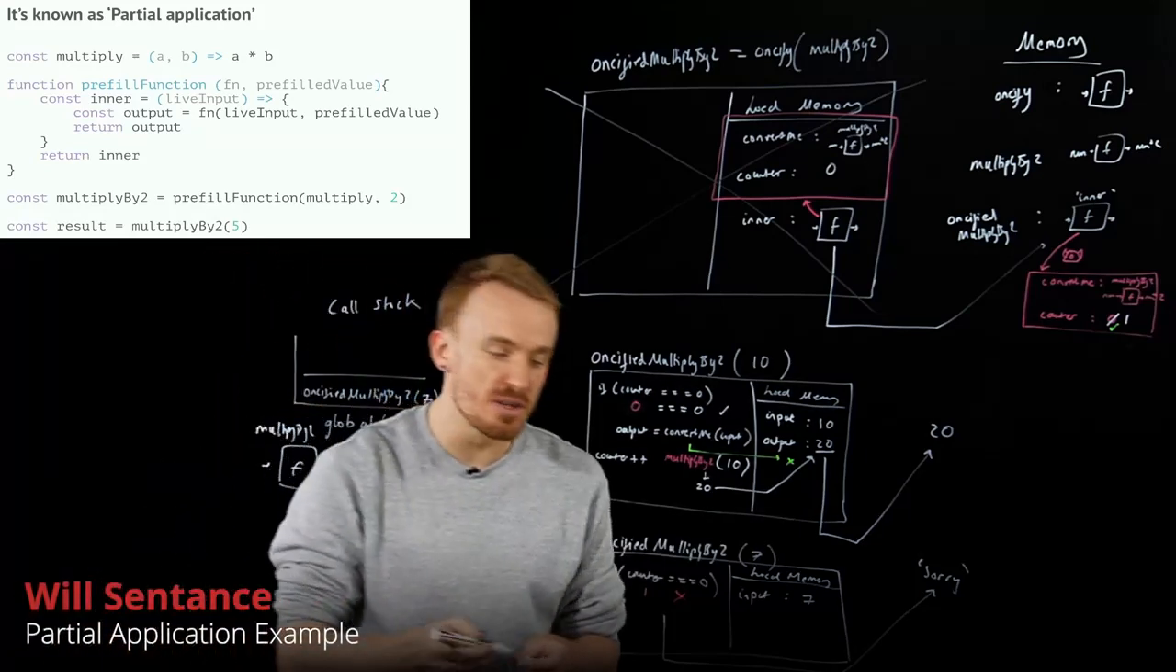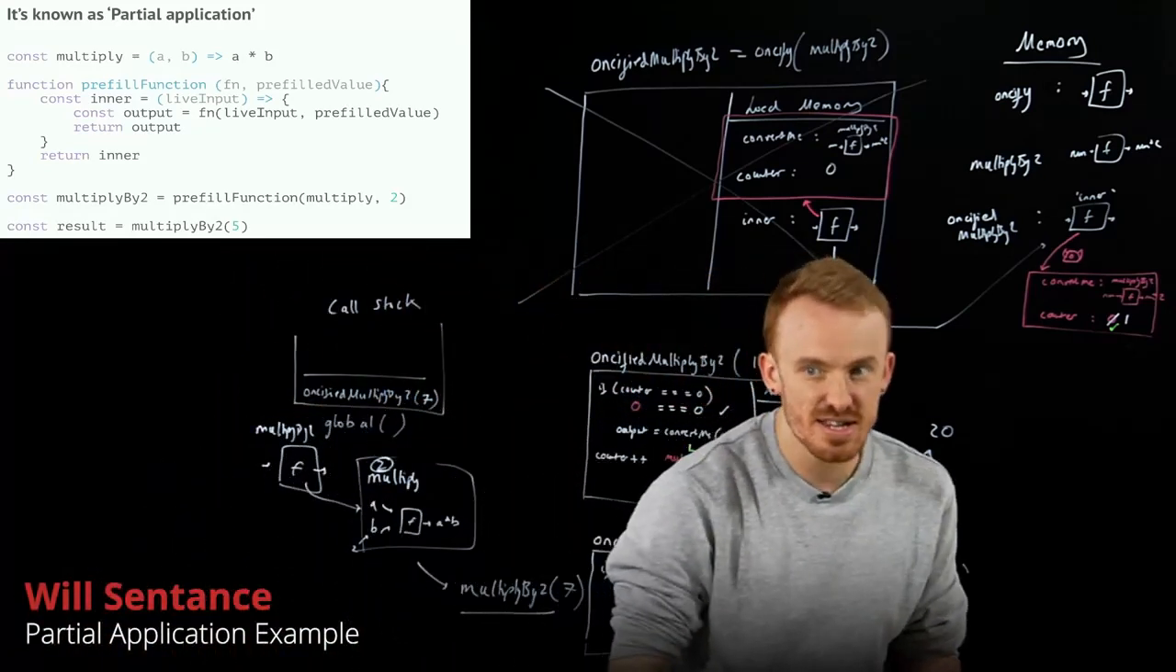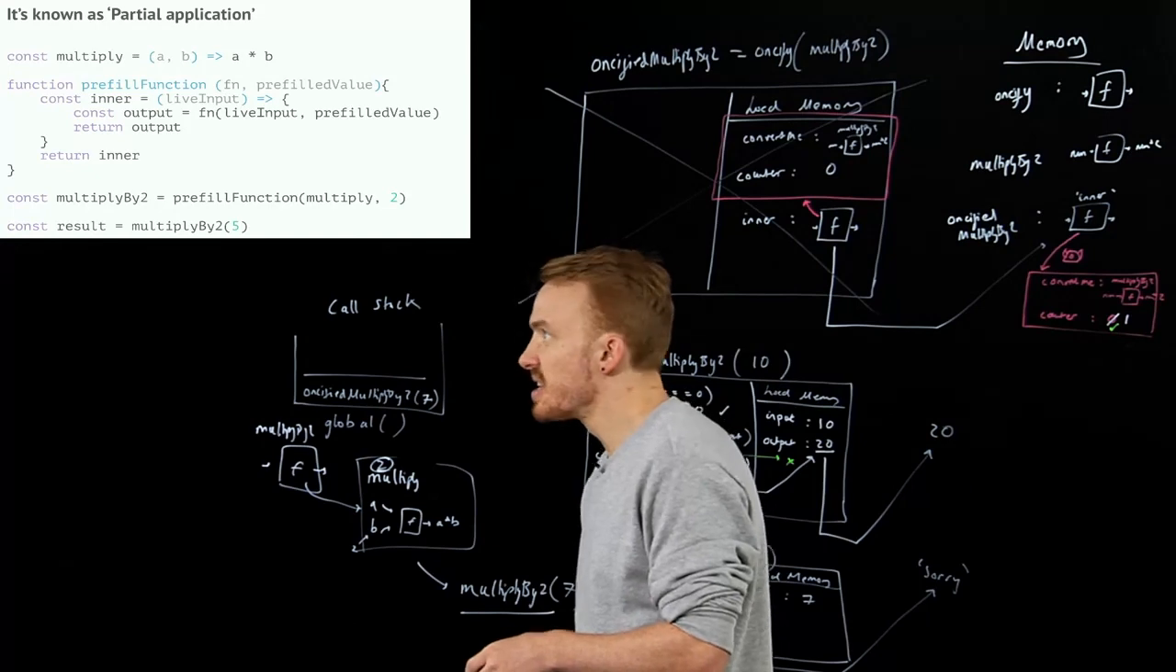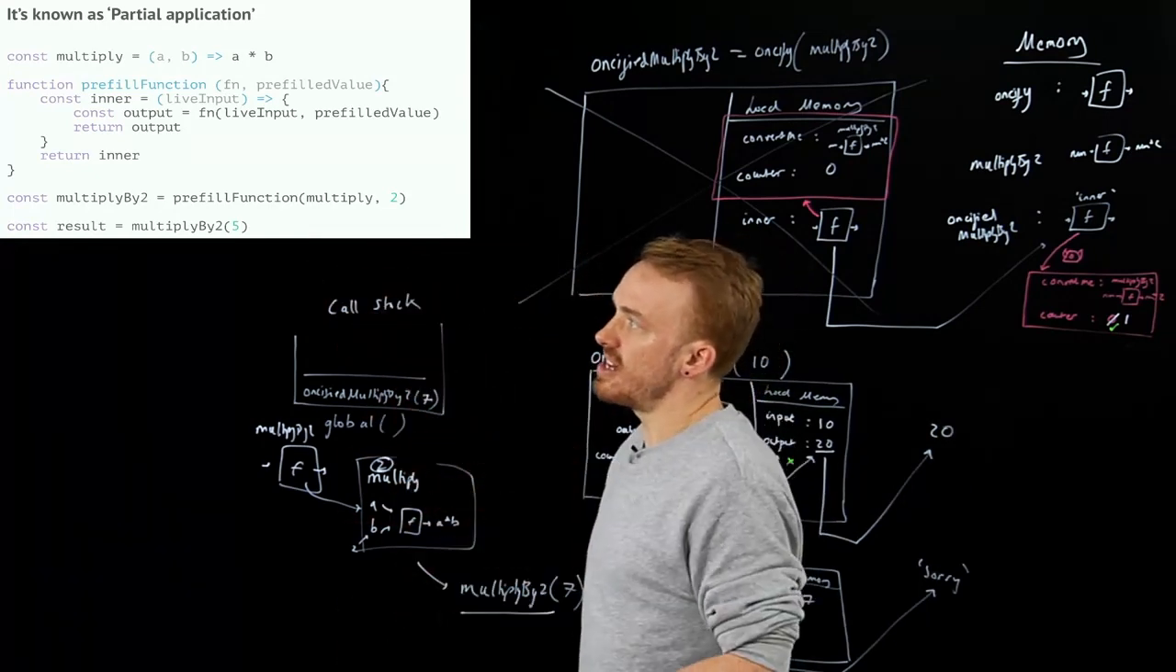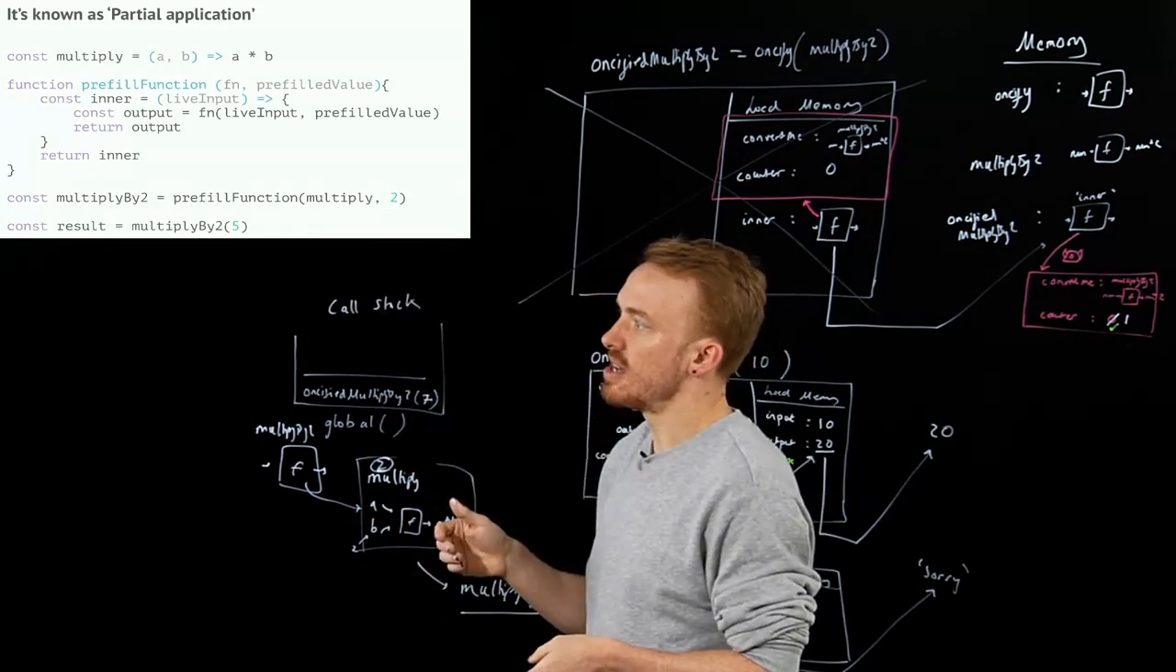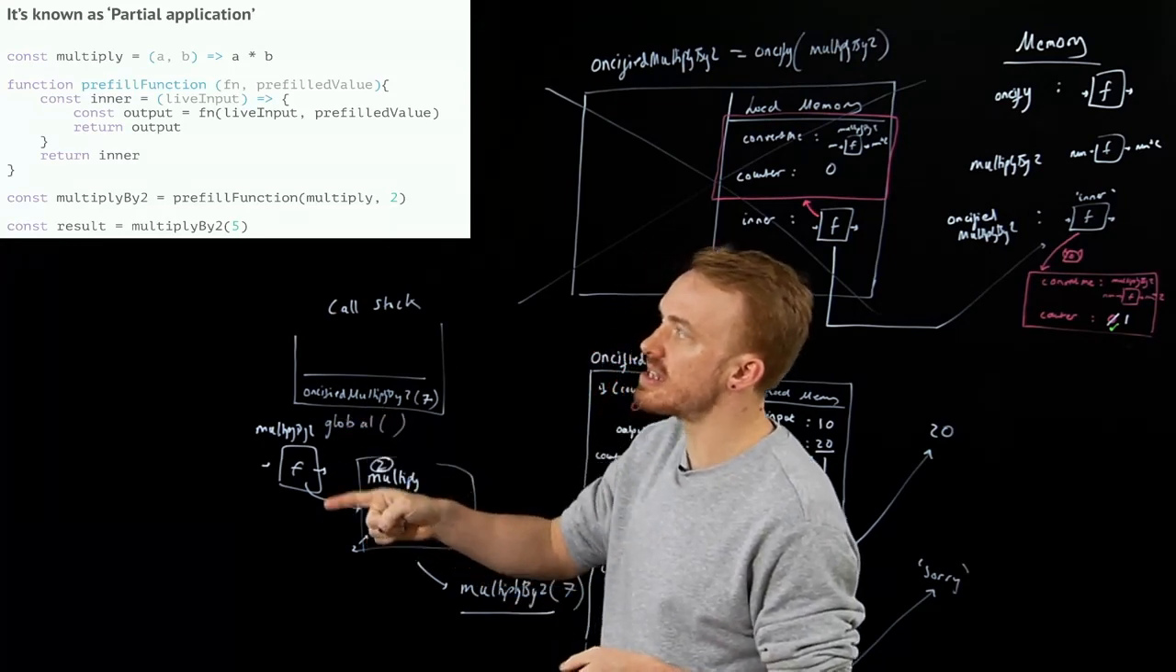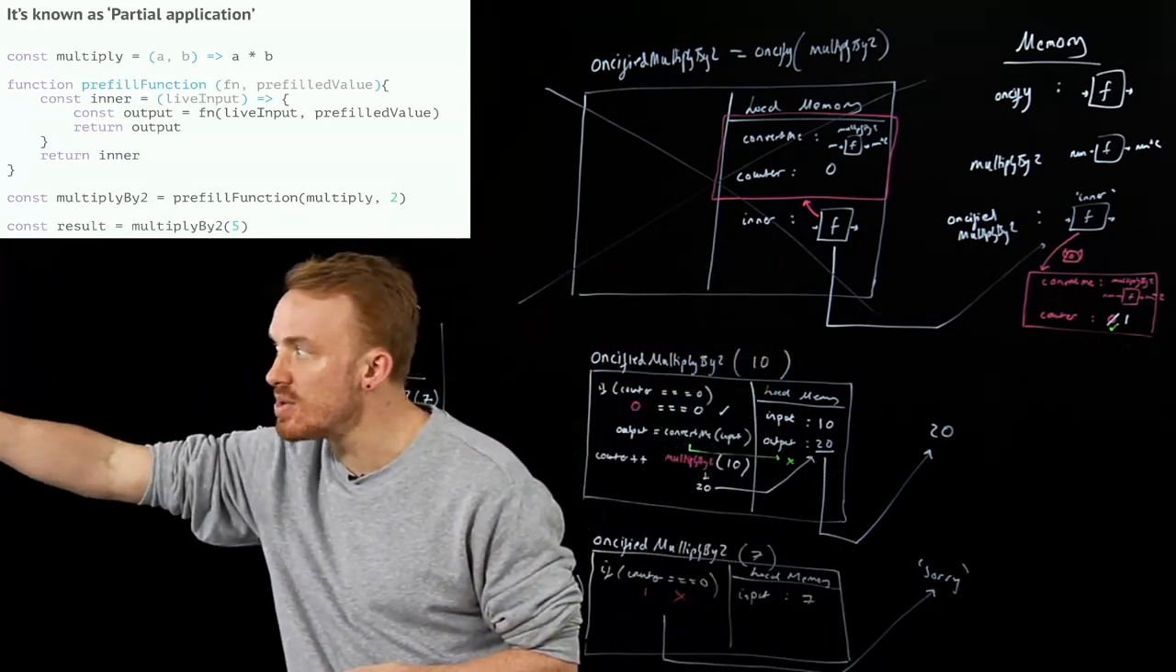Here we go, folks. It's known as partial application. This is our last code we see today. We're going to create a function multiply, which takes an a and b and returns a times b. We're hoping to convert it into a function multiply by 2.